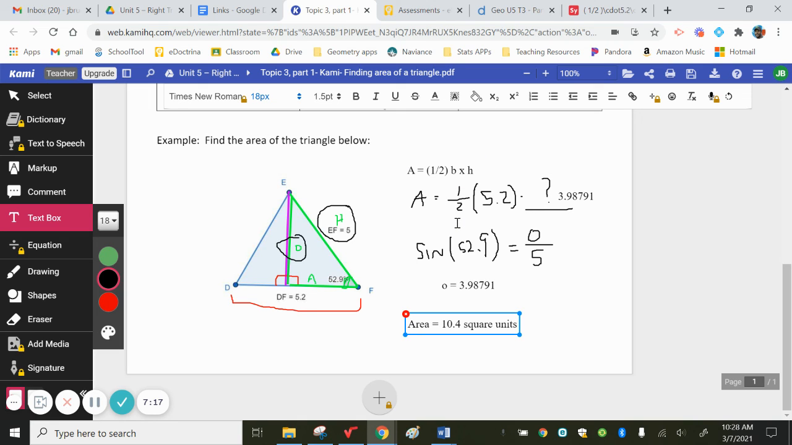So that's how you can find the area of a triangle when we don't know one of these values. And we can use trig because the base and the height have to be perpendicular, which means we can make right triangles, which means we can do right triangle trig.